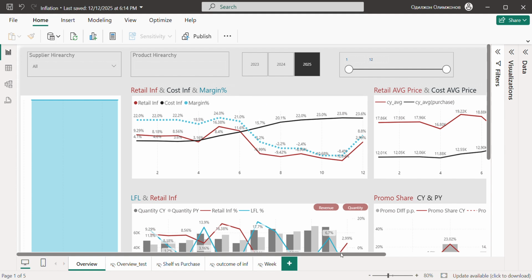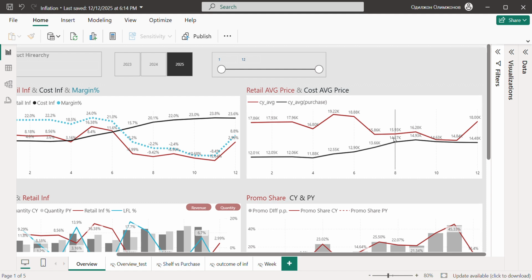So we can see that gap in absolute values right in here. So the black one is cost average price, while the red one is retail average price, and we can see that the cost average price started to increase from 5th month, while the retail average price is getting down, and the gap between them is getting smaller and smaller, which means the loss or decrease of margin that we could potentially have.